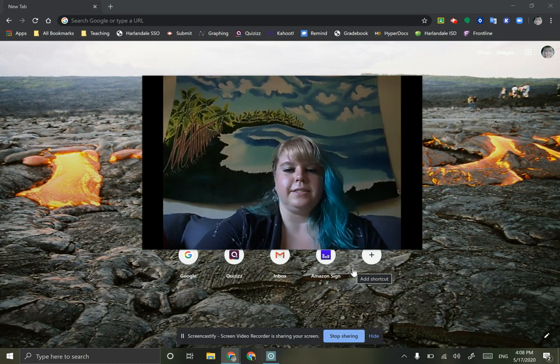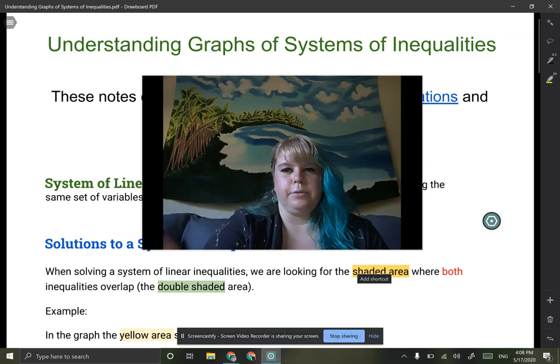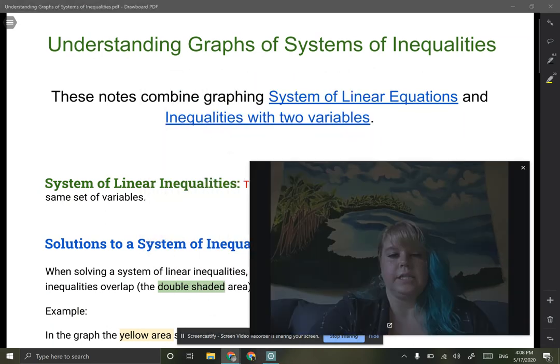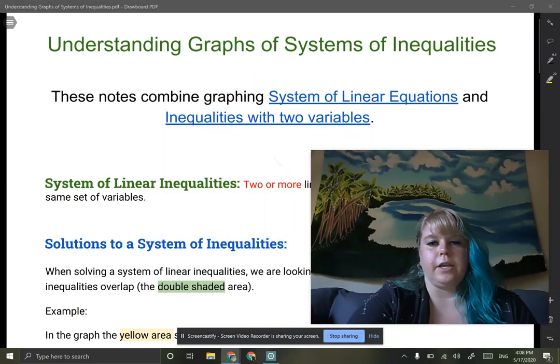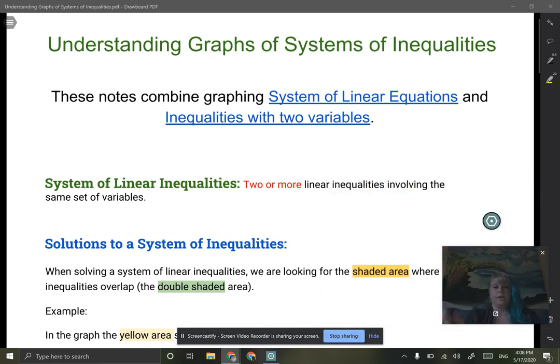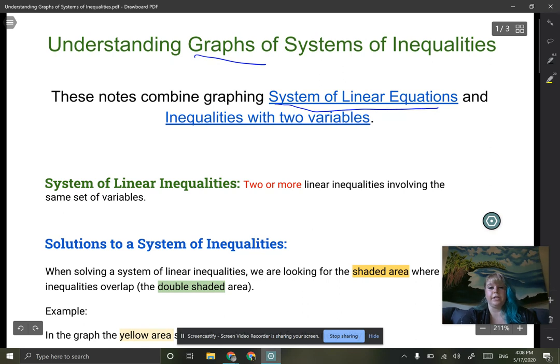All right, let's get into it, to some notes. So today we are going to be talking about understanding graphs of systems of inequalities. Okay, we have already learned about systems of linear equations and inequalities with two variables. Okay, we've learned about these separately.